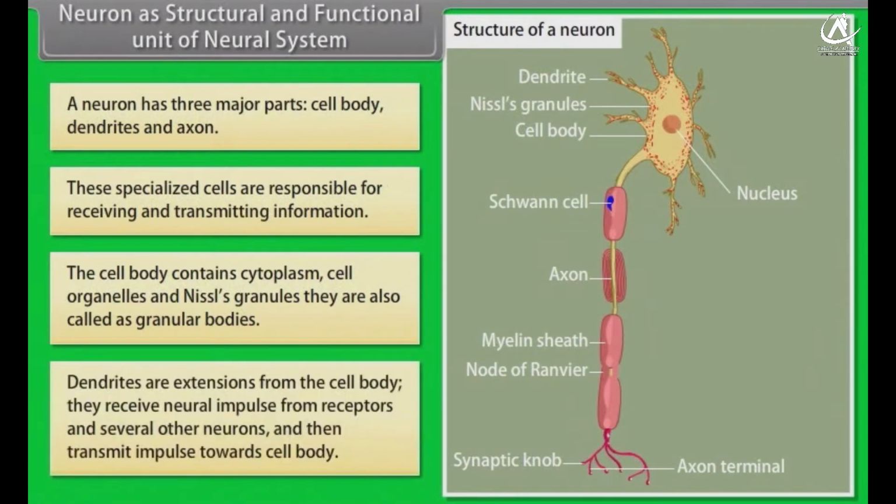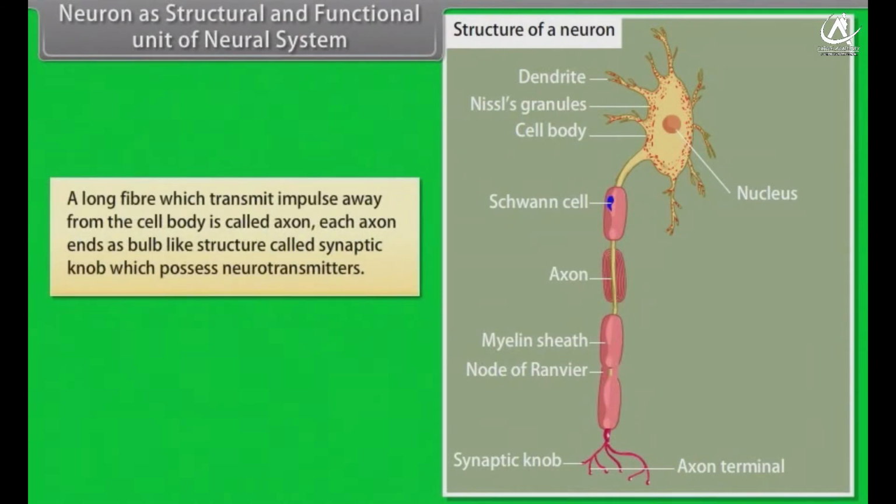Dendrites are extensions from the cell body. They receive neural impulses from receptors and several other neurons and then transmit the impulse towards the cell body. A long fiber which transmits impulses away from the cell body is called an axon. Each axon ends as a bulb-like structure called the synaptic knob, which possesses neurotransmitters.